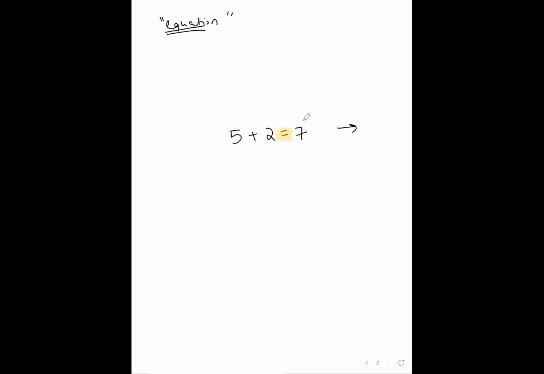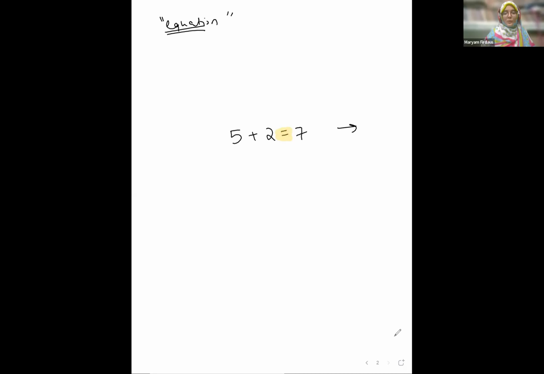An equation, right? Something where two things are being equated. That is an equation. For example, if I say 5 plus 2 is equal to 7, this is also an equation. Why? Because of this equal to sign. Whenever you find it, that whole mathematical statement will be called an equation. Is that clear? Yeah. All right.